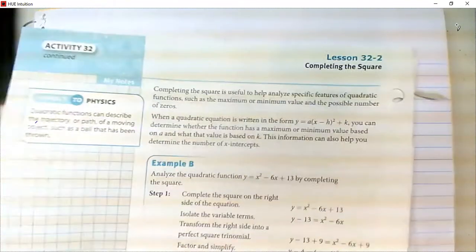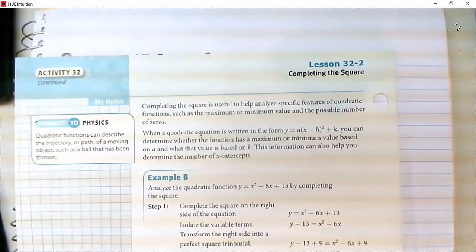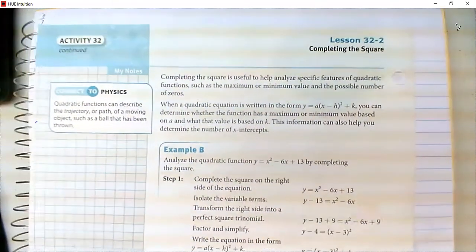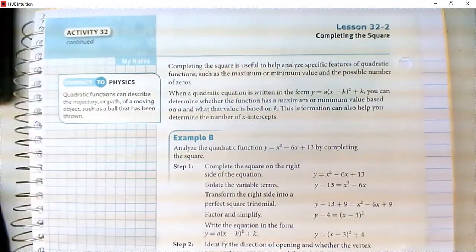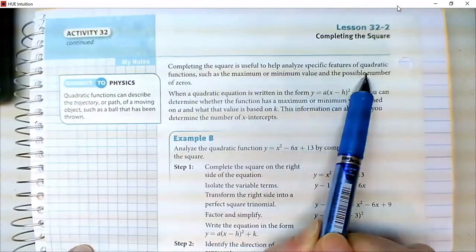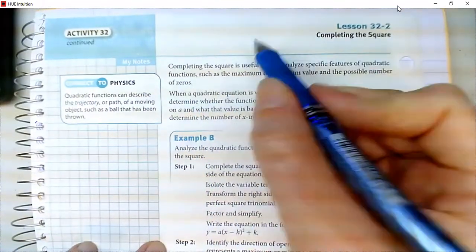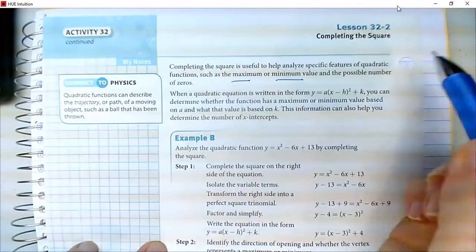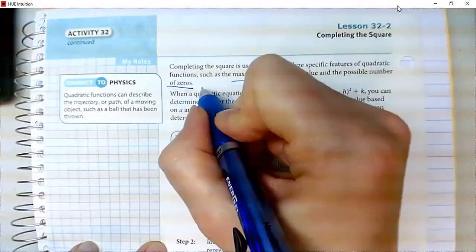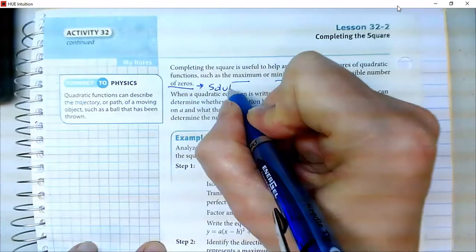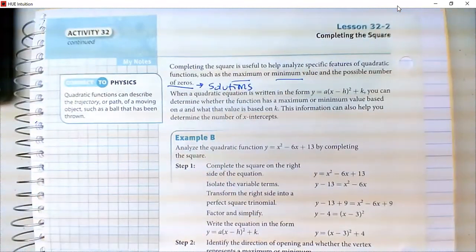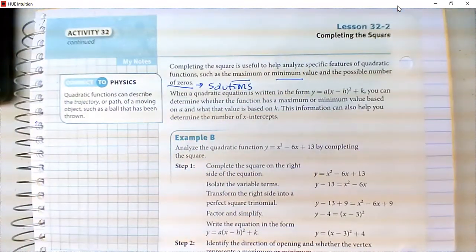We're now going to look at example B on page 472. So I wanted to go over some of the information that completing the square can help us with when we are looking at solving quadratics. Completing the square, it says, is useful to help analyze specific features of quadratic functions, such as the maximum or minimum value and the possible number of zeros, which is another way of saying the number of solutions, or it's where our graph crosses the x-axis, okay?